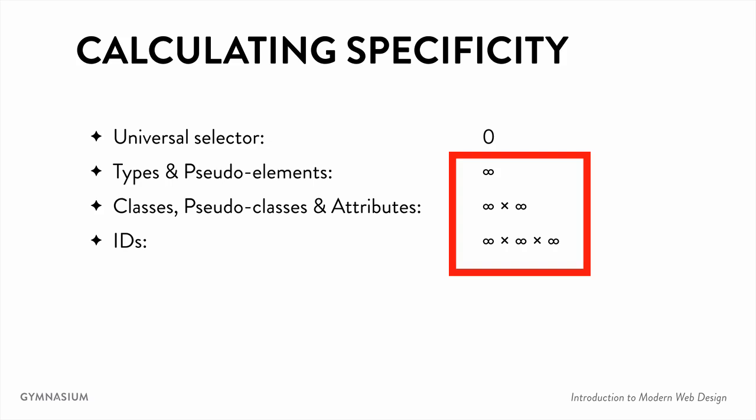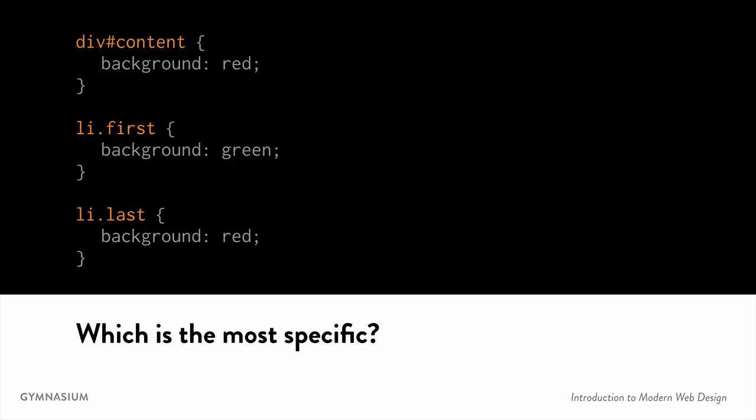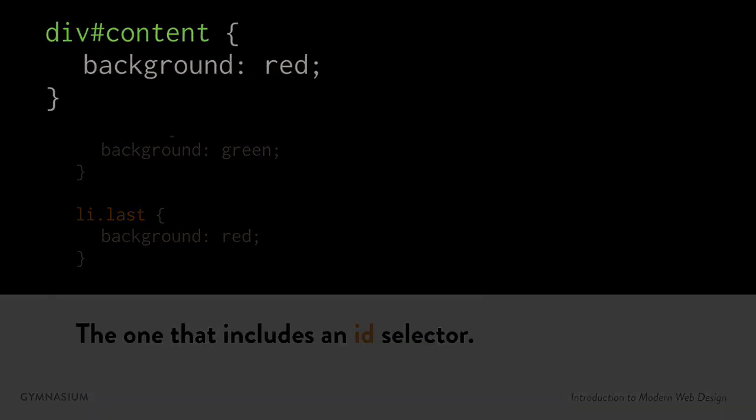So types and pseudo-elements are infinitely more specific than the universal selector. Classes, pseudo-classes, and attributes are infinitely more specific than types and pseudo-elements. And IDs are infinitely more specific than classes, pseudo-classes, and attributes. Of course, doing math with infinity is a little bit of a challenge, so this is a good rule of thumb. The only thing that you need to keep in mind is if you were to chain 10 classes together, that would not be equal in specificity to an ID, even though 10 plus 10 plus 10 plus 10 and so on is 100. So which of these selectors is the most specific? Without a doubt, it's the one that includes the ID selector.